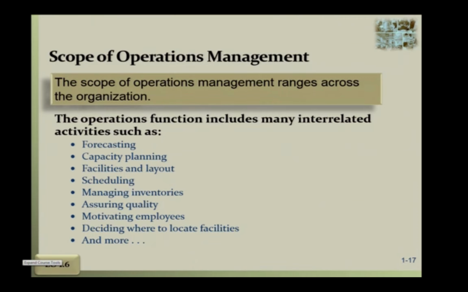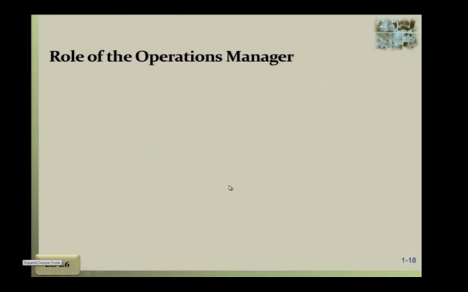Capacity planning, that is chapter 6, in terms of figuring out how much capacity we have to have in order to meet the demand. Facilities and layout, and scheduling, also managing inventory. That's chapter 13. That's another quantitative chapter. Quality assurance, that's chapter 9 and chapter 10. Motivating employees, we're not going to get into that much. And deciding where to locate, that is location decision analysis, and that's in chapter 8.